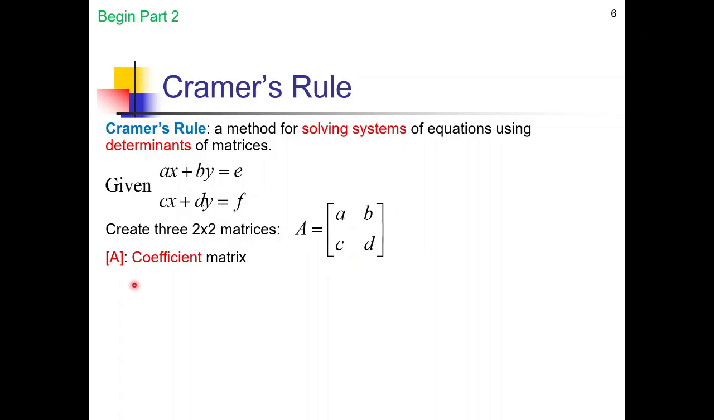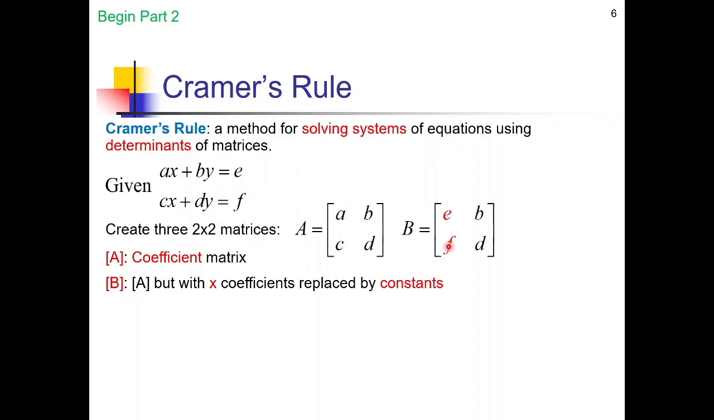The next matrix, which I'm going to call B, is basically your coefficient matrix A, but with the x coefficients, which are A and C normally, replaced by the constants. So instead of having A and C right here, we're going to have E and F. We're still going to have B and D, so the only thing that gets replaced is whatever your first variable is, that set of coefficients.